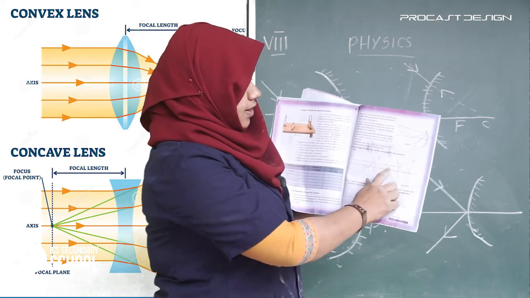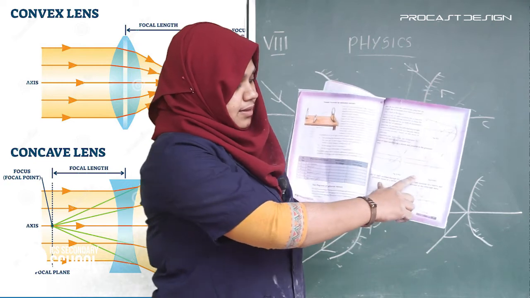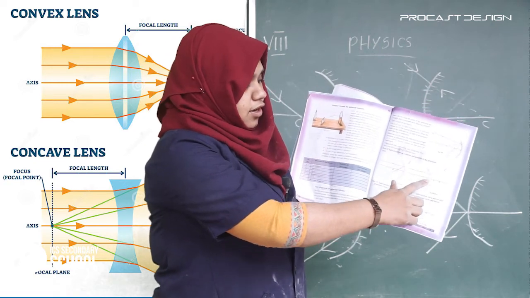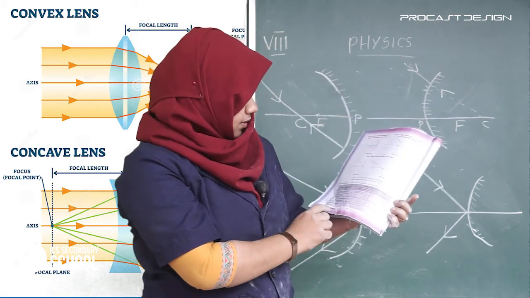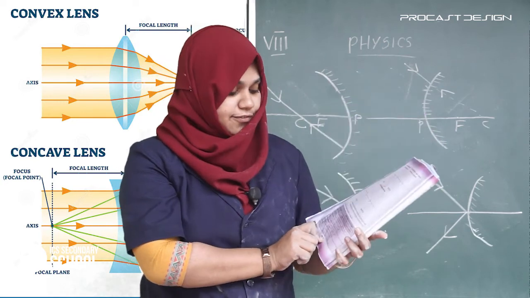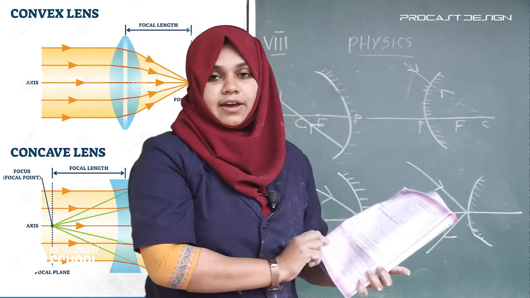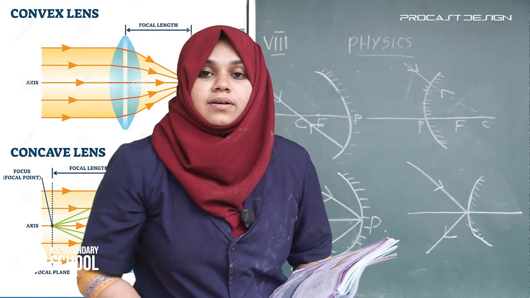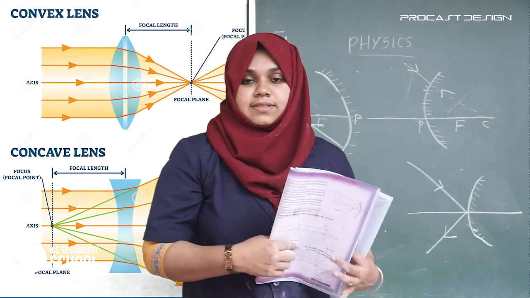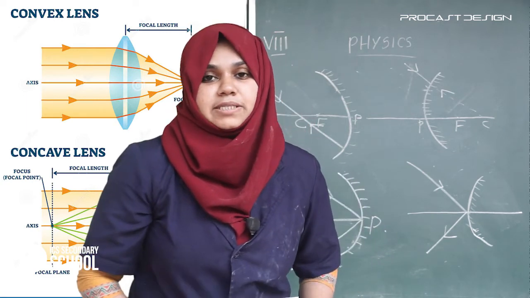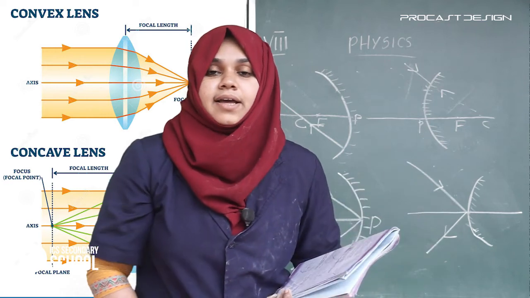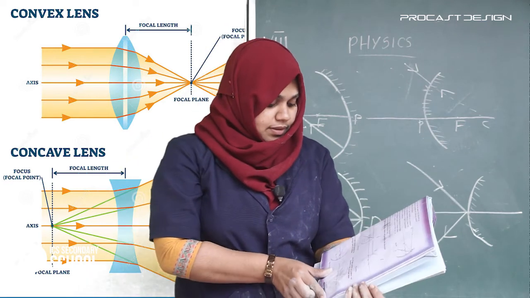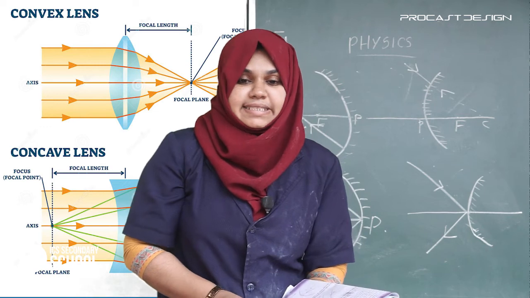Convex mirror. What about the convex mirror? All of you write that in your table 14.4. It is coming from F. It is coming from the principal focus. F means it is coming from the principal focus, that is capital letter F. Like that, all of you complete that table.